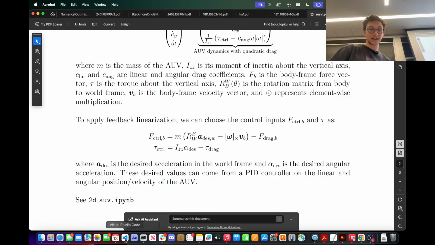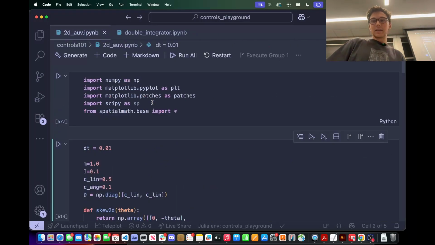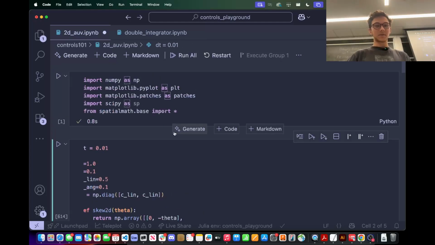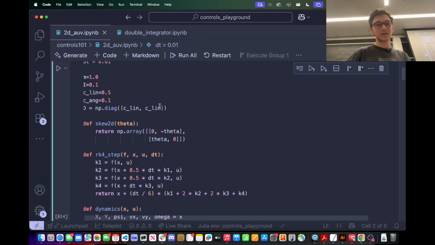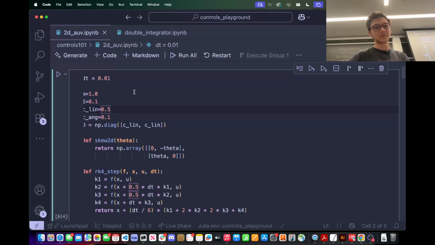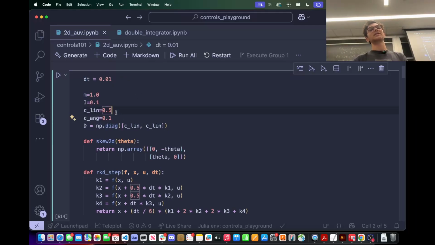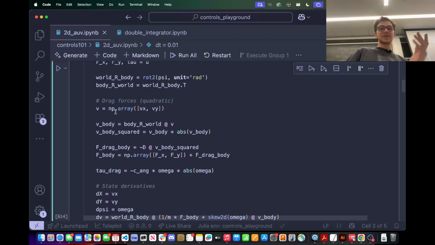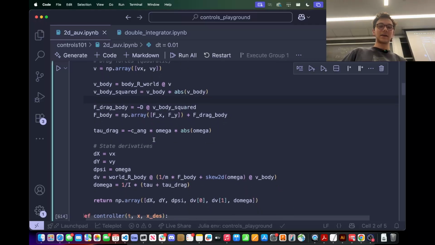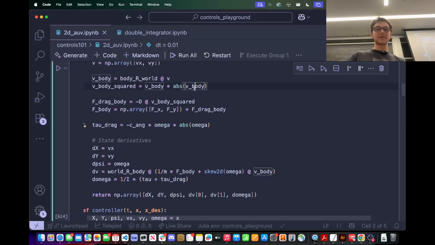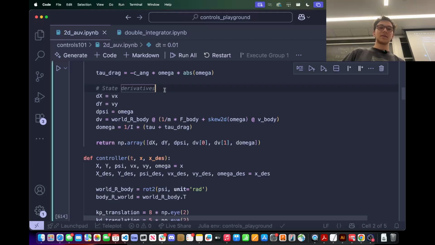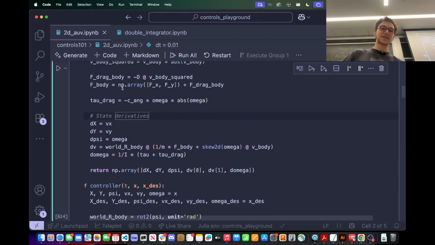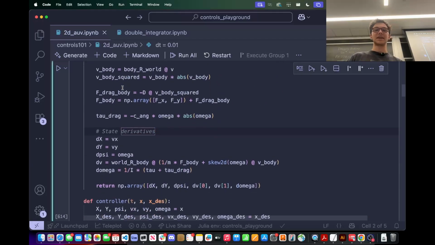So we can look at this guy. So this is just implementing what we had over here. Here are some sample values for these things. This is probably really high drag, but whatever. Yeah, this is just the same dynamics that we saw written on the handout. This times the absolute value. The derivatives, cool. So this is my dynamics function, which spits out x dot.